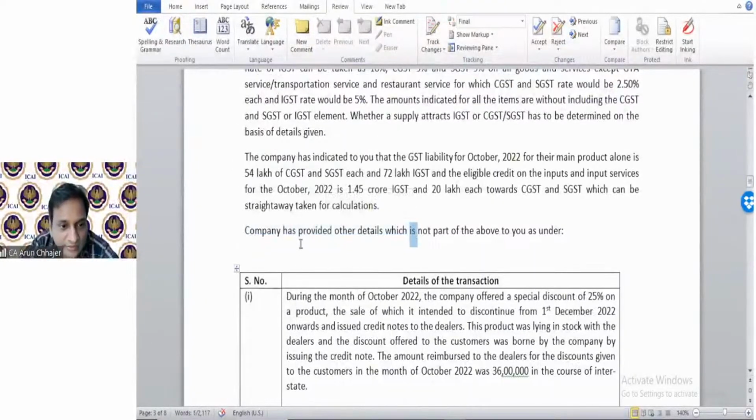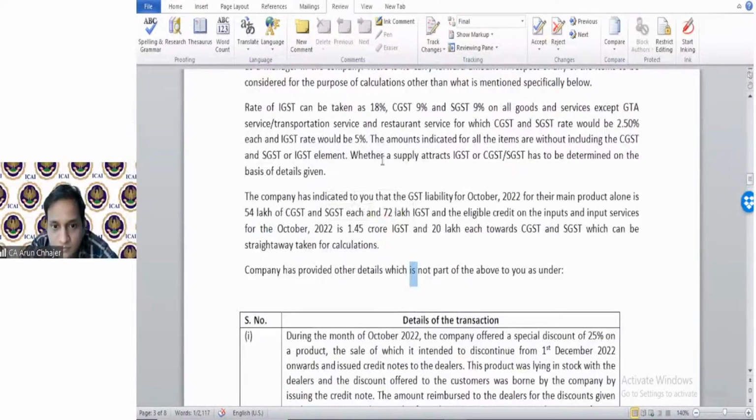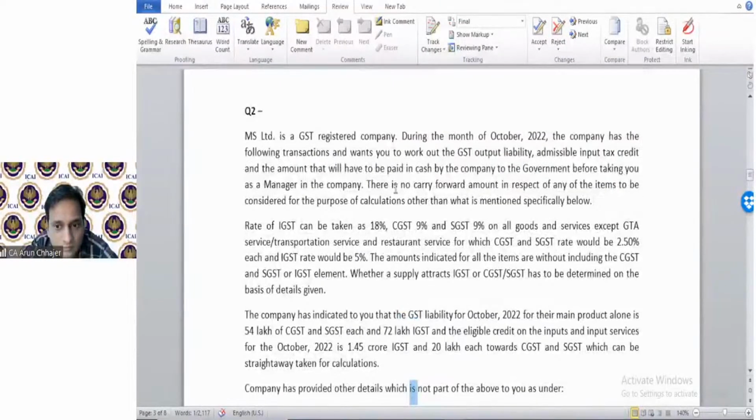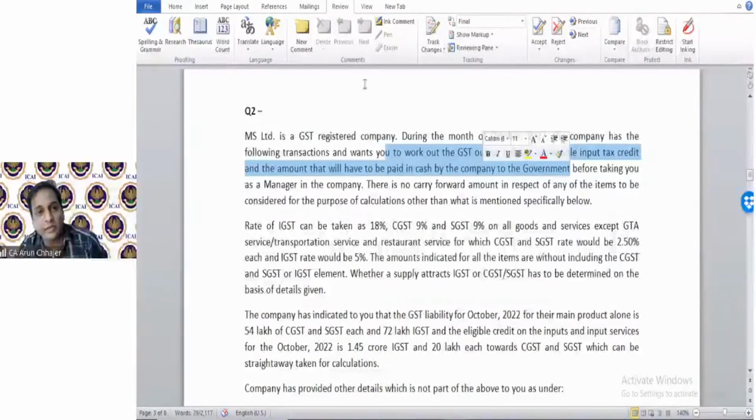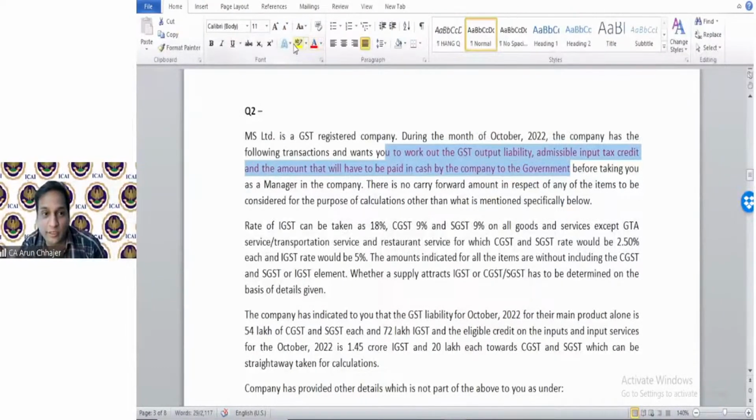What do I have to calculate? Work out the GST output liability, admissible ITC, and the amount which has to be paid by cash, company, government. Oh, so I have to calculate everything. You will enjoy. So I have to calculate output liability, admissible ITC, and also the amount to be paid in cash.